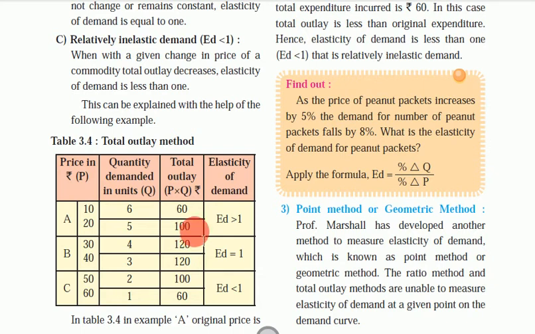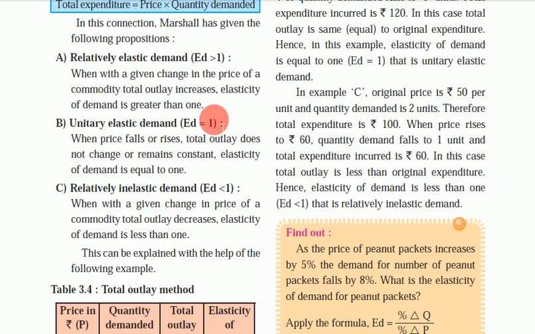Now, does current expenditure increase or decrease? Here in this first method, the total outlay was 60, and now after changing the price, the total outlay, which means the total amount of expenditure incurred, is rupees 100. It means the total outlay increases by rupees 40. When the total outlay increases, it means elasticity of demand is greater than 1. Here we have to again understand these three propositions with the help of this method.